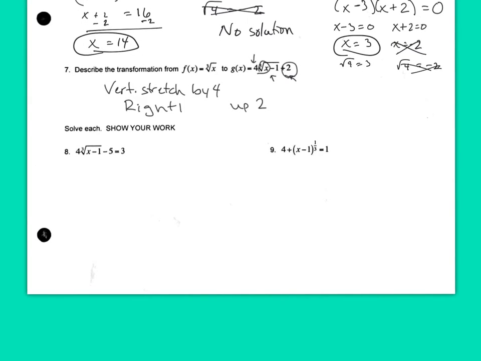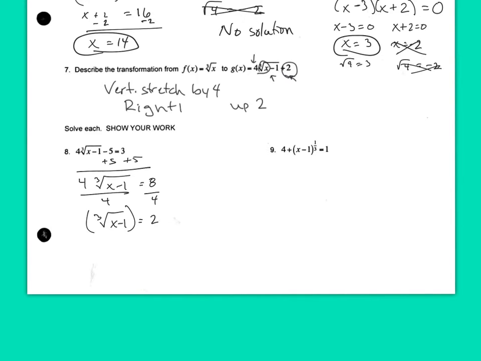Now we're going to solve these with the cube root. So start by adding 5. Notice it doesn't even say check your answers because you don't have to. Make sure you divide both sides by 4 before you go ahead and get rid of that radical sign. The radical sign has to be by itself.